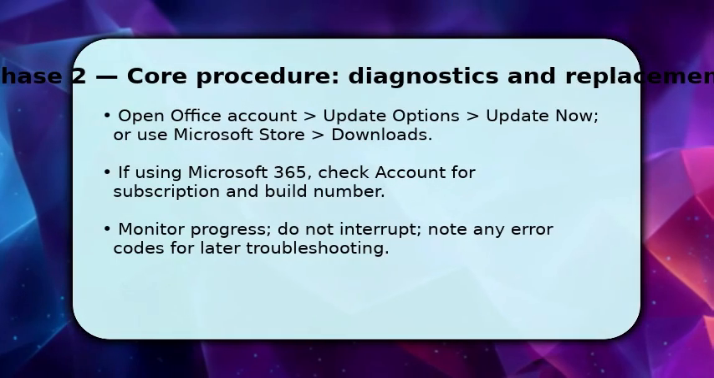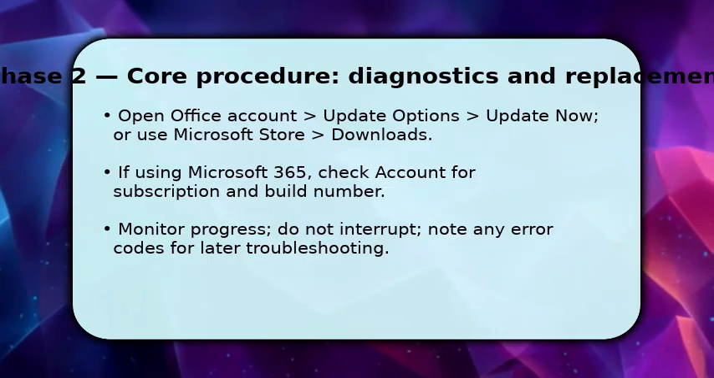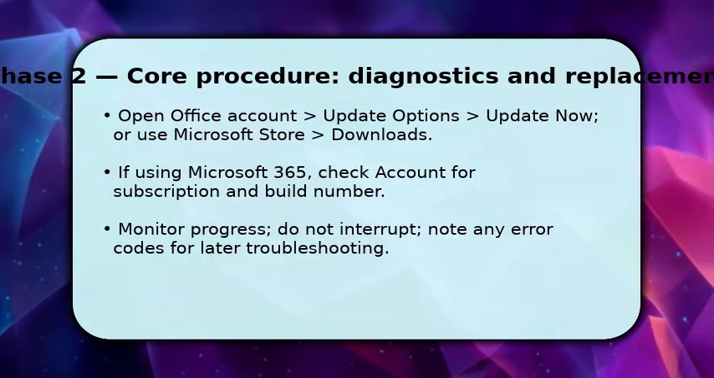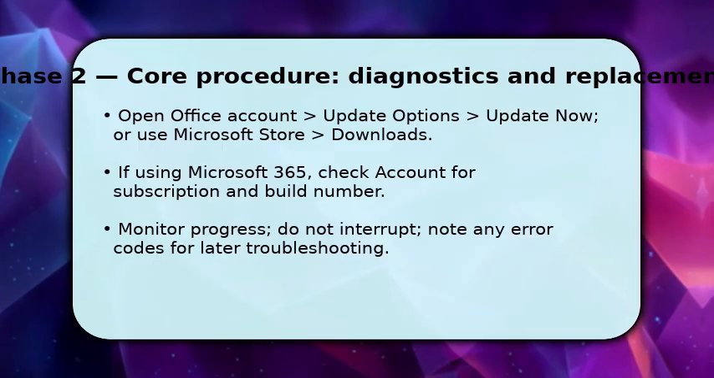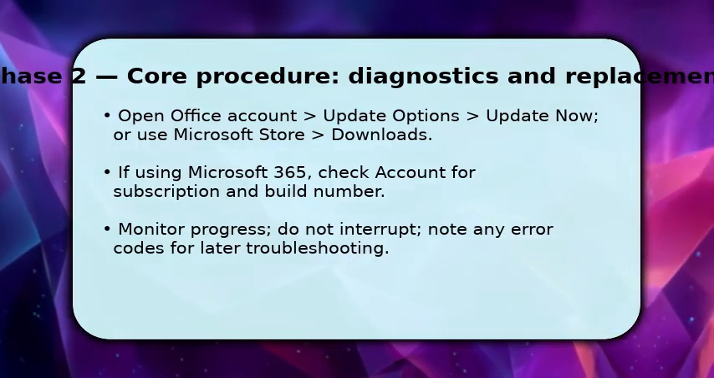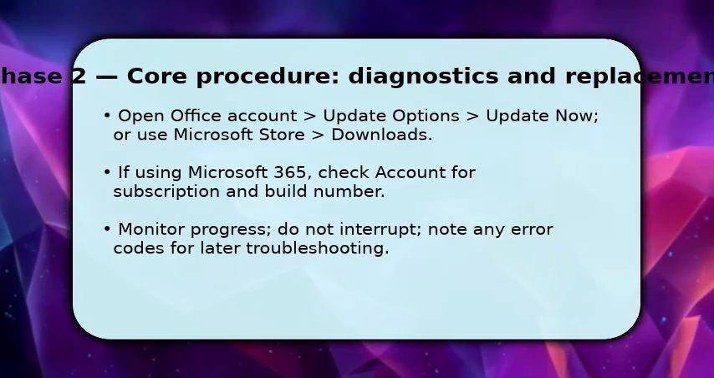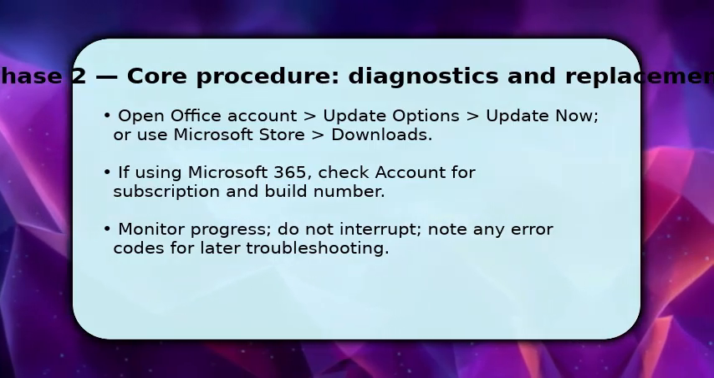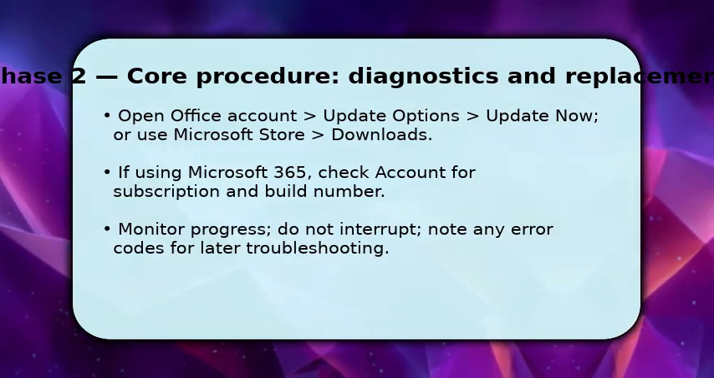Now run the actual update process so Excel receives the latest fixes. If you have Office Desktop, open any Office app, go to File Account, then Update Options Update Now. That pushes the latest build. Alternatively, open Microsoft Store Library, get updates if you installed Excel from the store.